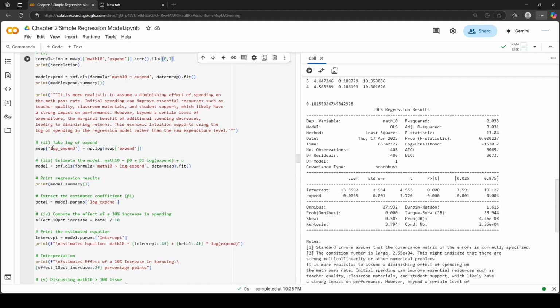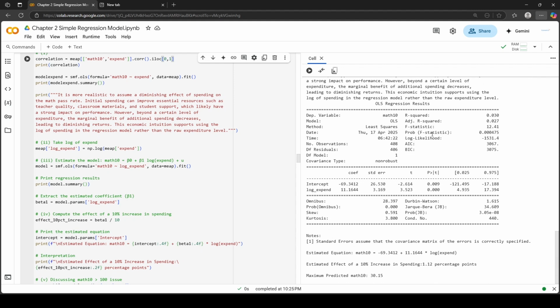Create a new column, log_expend equals np.log, round bracket, the dataset name, and in the square bracket select the expend column, because we are taking the natural logarithm of this column. Now estimate the model, math10 being explained by log expend. So create a model name, model equals smf.ols. In the bracket type formula equals math10 tilde log_expend, and the dataset is meap.fit. Now let's look at the results by typing model.summary.